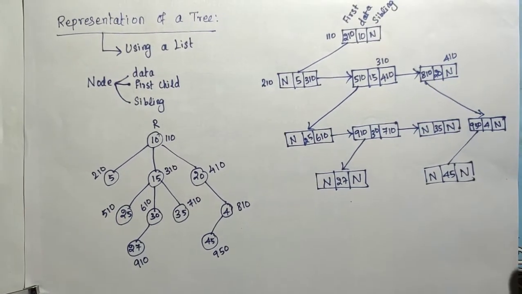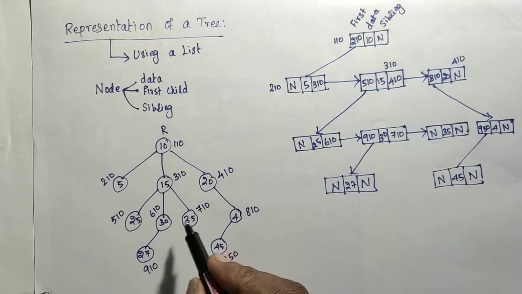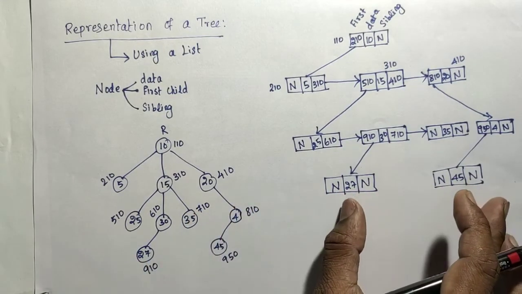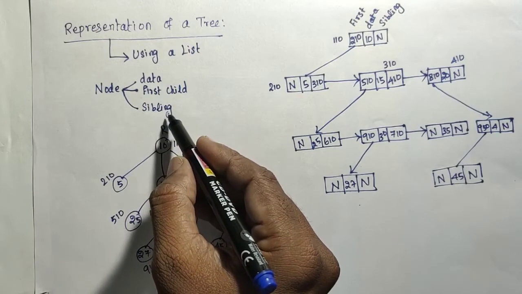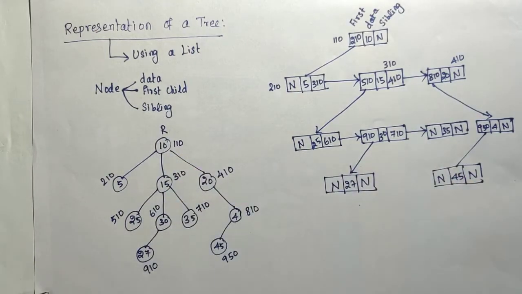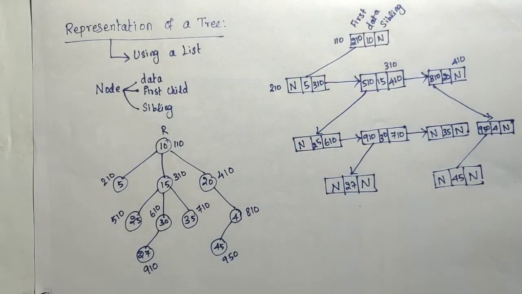Okay. So this is the corresponding representation of this tree in the list. We remember data, first child and sibling. Each node will have this kind of information. But there is no direct application for a general tree. We will not use this general tree normally, so we are not going to discuss the implementation of the general tree.